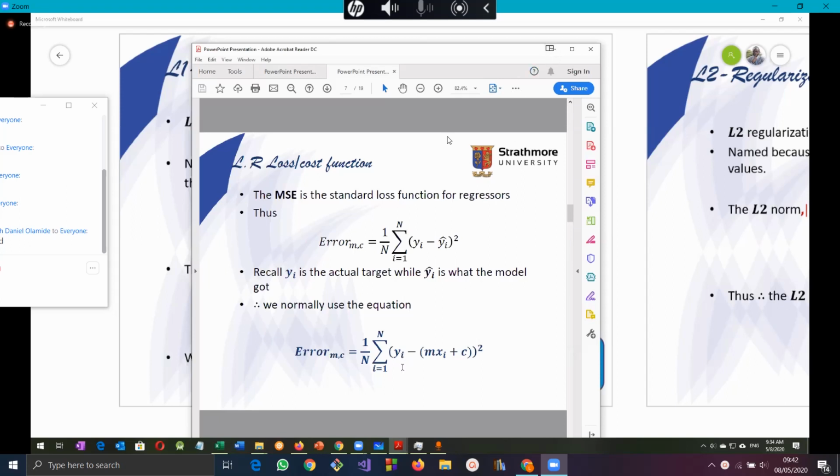So we are going to take this. Regularization is applied to the loss function, to the error function, to the cost function. Those things mean the same. So we are going to take this function as it is, and then we are going to regularize it. How do we regularize it? This is what L1 does.